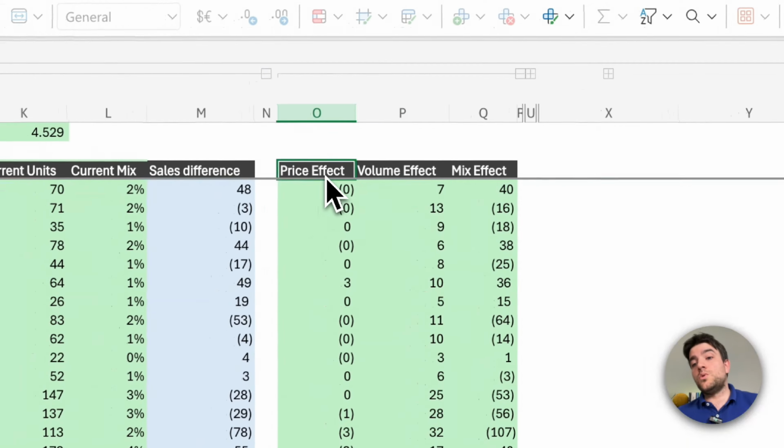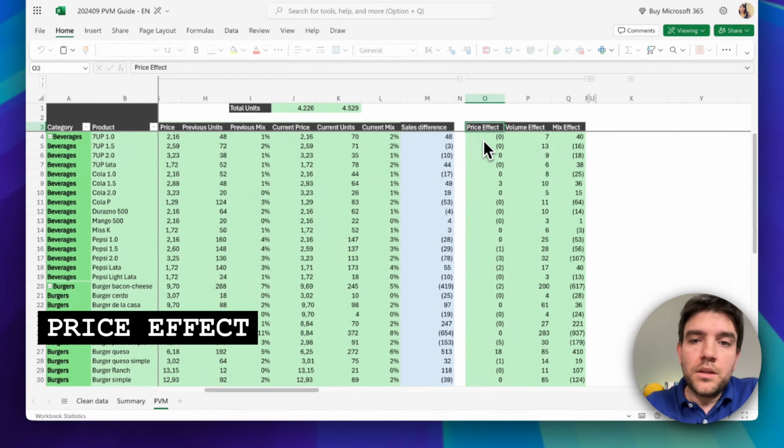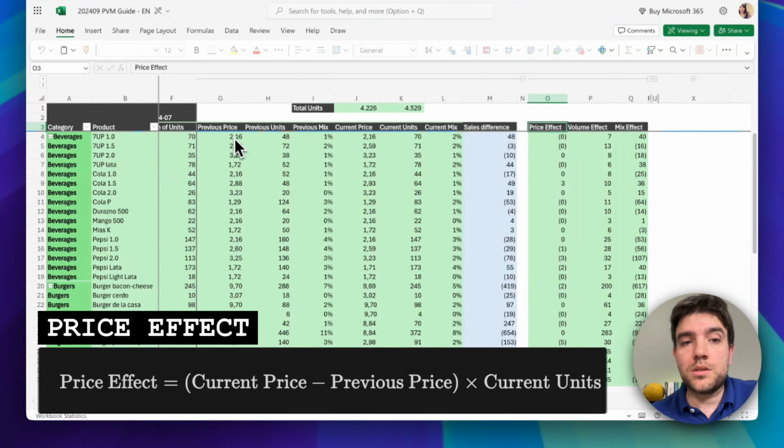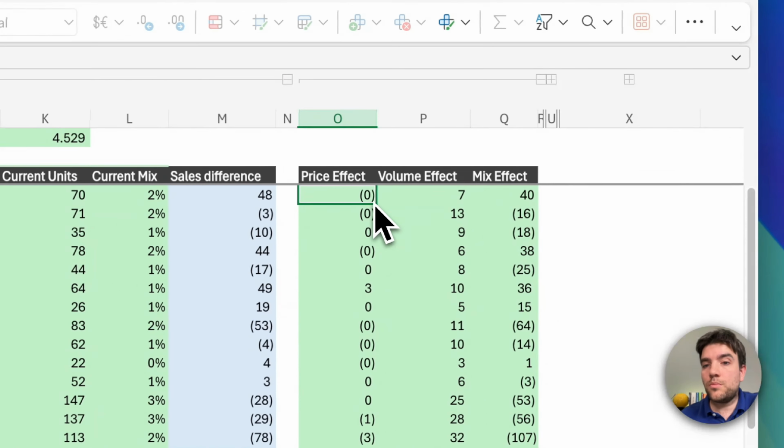The first one is going to be the price effect. The price effect is basically the current price minus the previous price multiplied by the previous units. This is going to give us what is the effect that the price is having in the changes in our revenue. And this is going to present the information for each of the products.